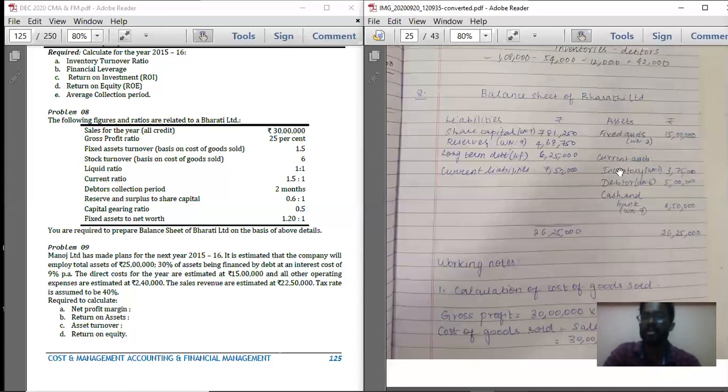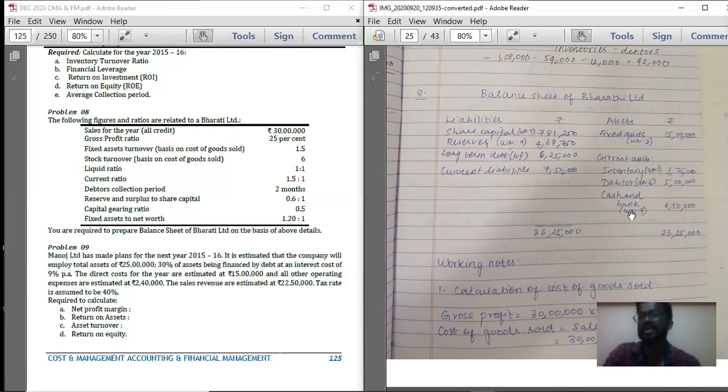Now come to the balance sheet. Below that, inventory 3,75,000, record. Debtors, working note number 6. Amount column 5 lakhs. How did we find debtors? Credit sales into average collection period. Just write down this formula and remember it. Debtors is equal to credit sales into average collection period. That is amount column 5 lakhs.